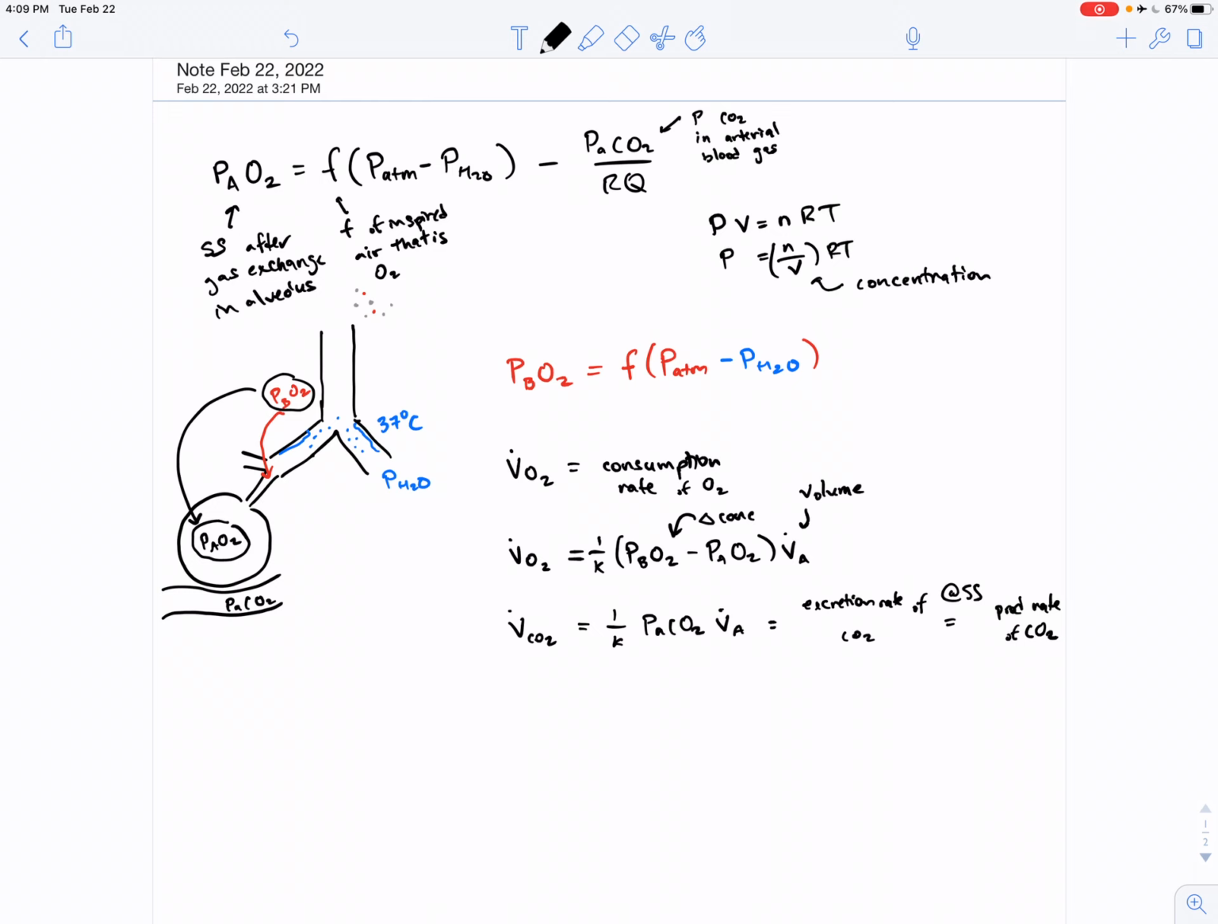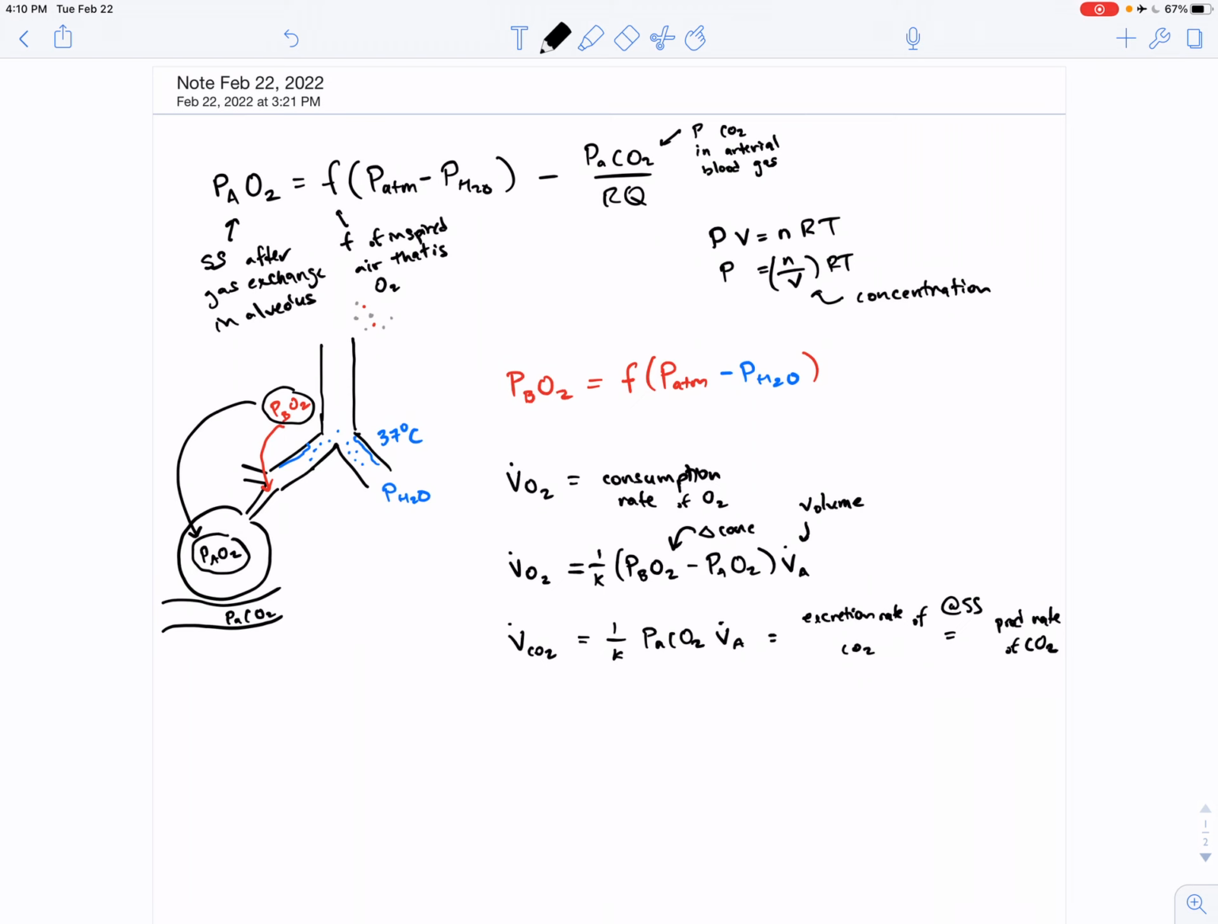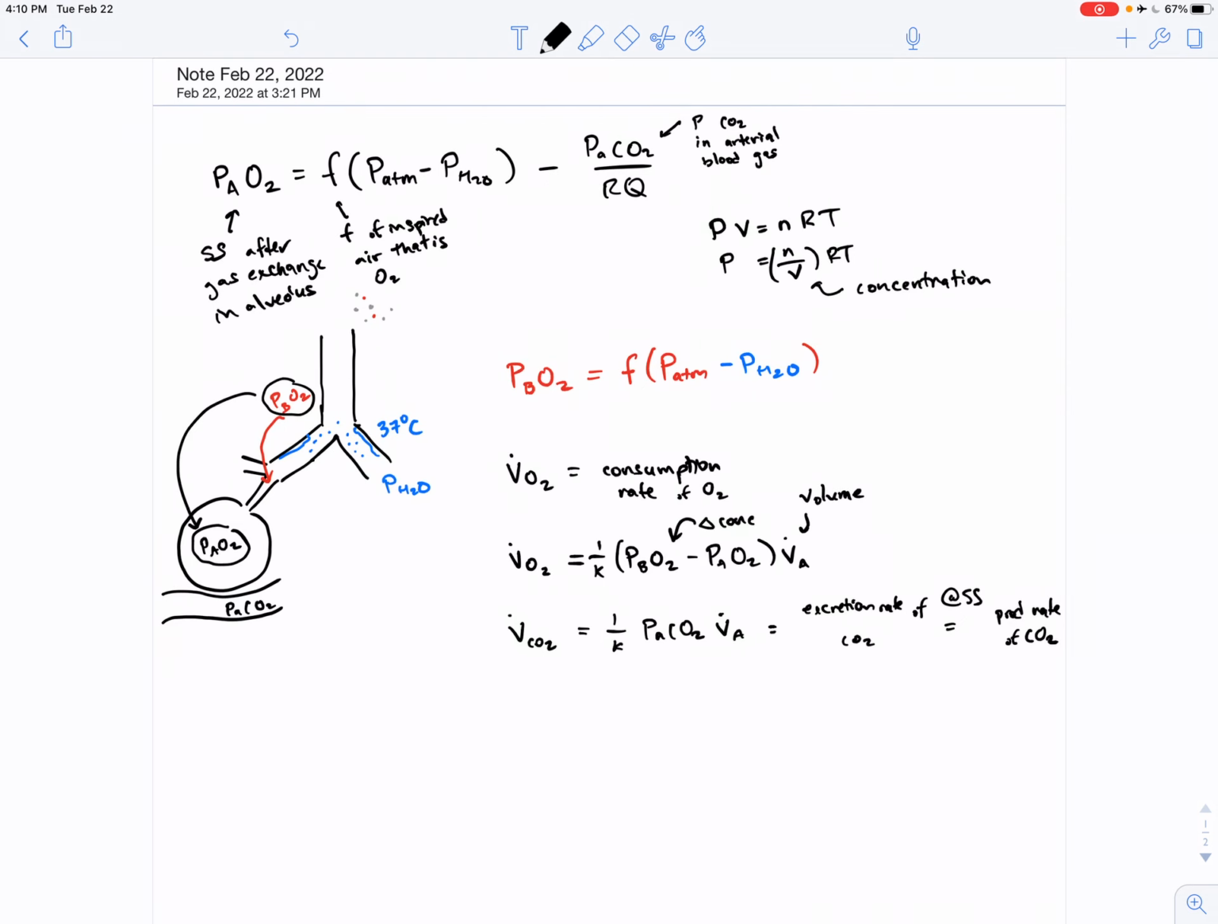Okay, so now we have an expression for our production rate of CO2, and we have an equation that basically relates our consumption rate of oxygen to our concentration difference from the bronchioles to the alveolus. Now the question is, how do we relate V dot CO2, our production rate of carbon dioxide, to our consumption rate of oxygen? And it turns out that this is the job of the respiratory quotient.